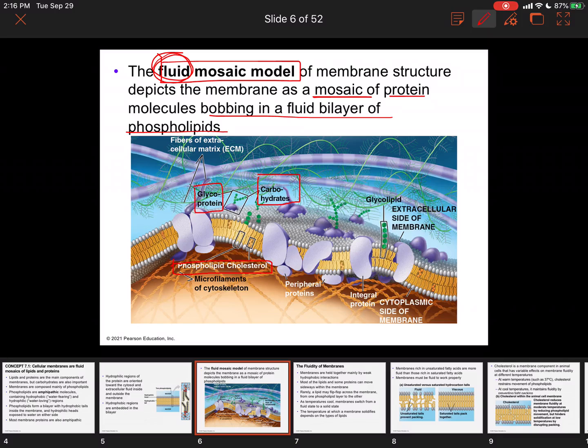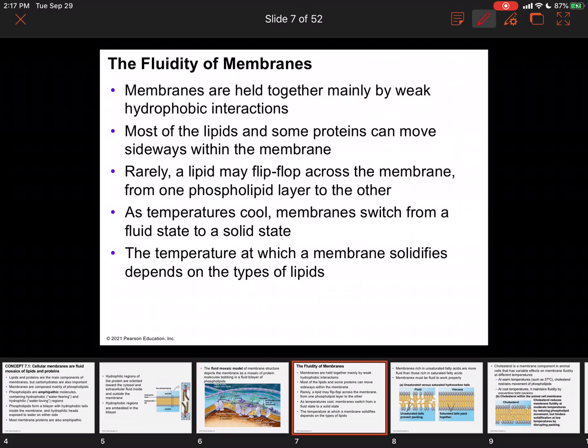We also see some proteins. There's a glycoprotein, which is a combination of a carbohydrate tail attached to a protein that's embedded there in the membrane of the cell. Okay? So the fluid mosaic model means that we've got lots of different structures put together. It's fluid because of that cholesterol and those phospholipid tails. It says the membranes are held together by weak hydrophobic interactions, which means that it can make and break bonds really quickly, and so it can move around.